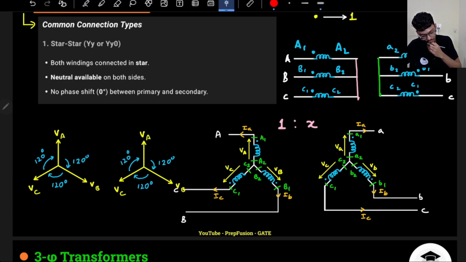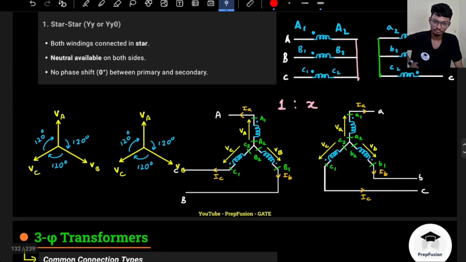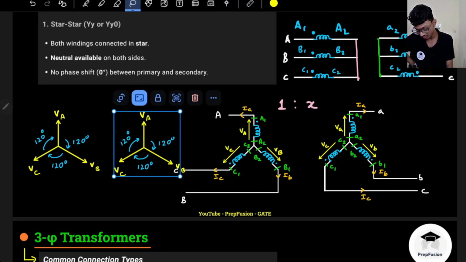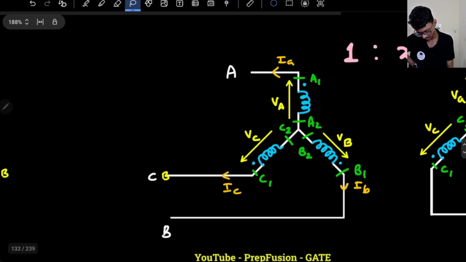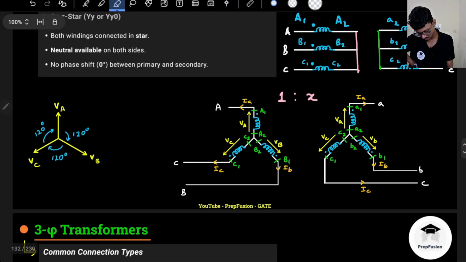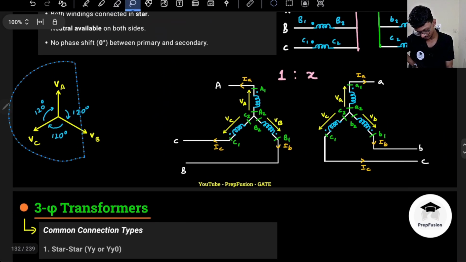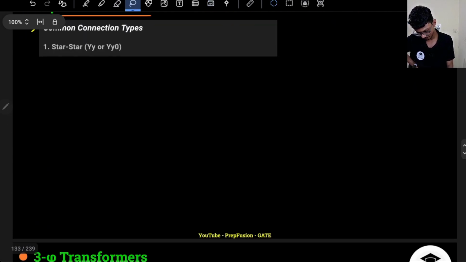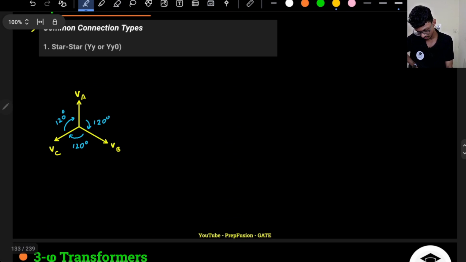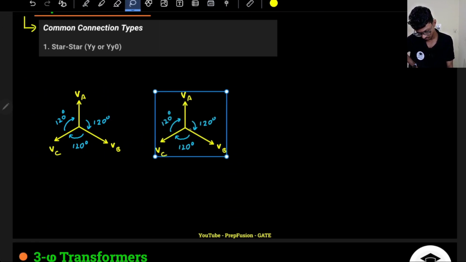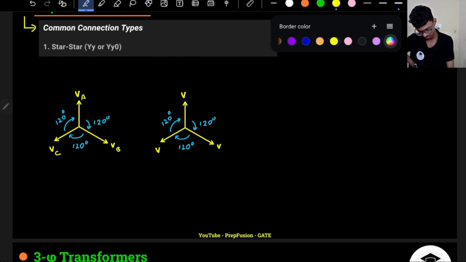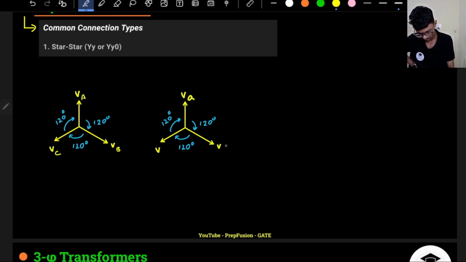Okay, got it? So basically this VA, VB, VC will be copied here exactly for the low voltage winding, for the phase voltages. So there actually will never be a phase difference.